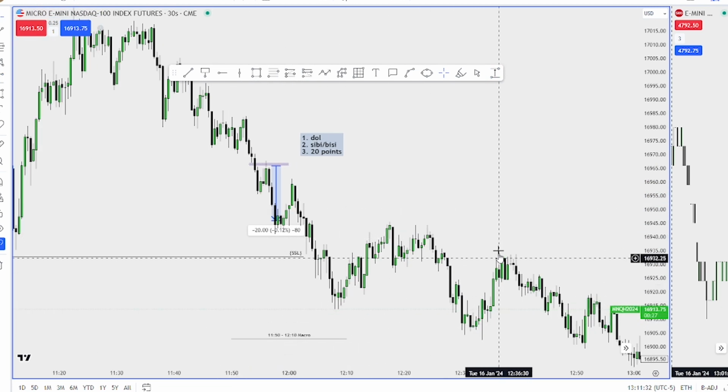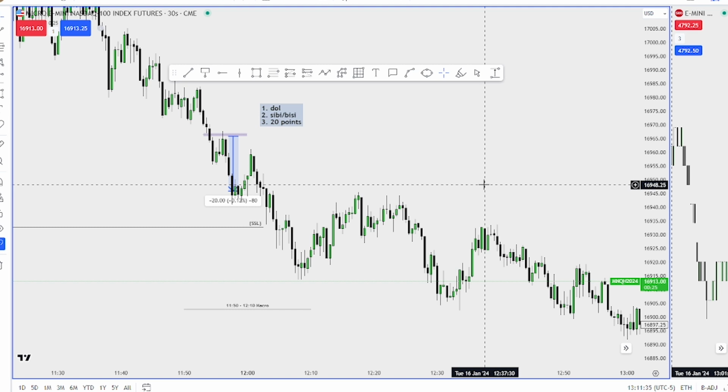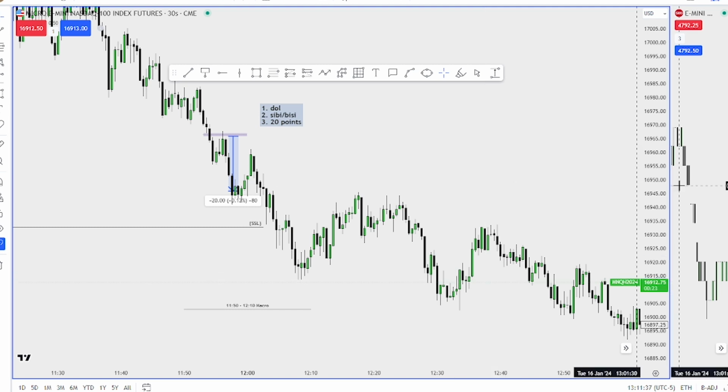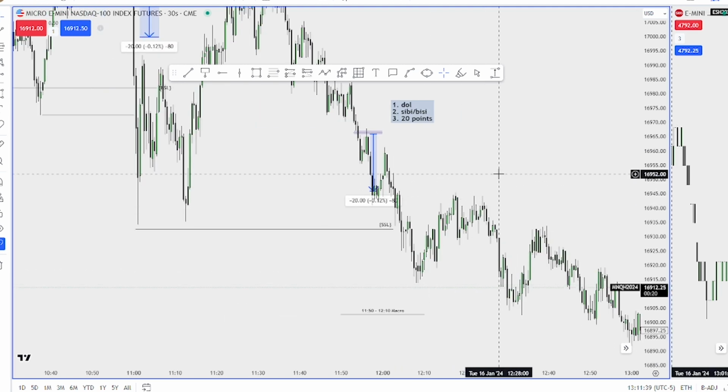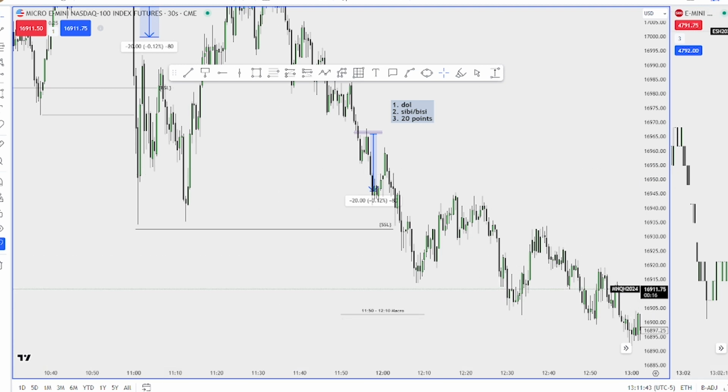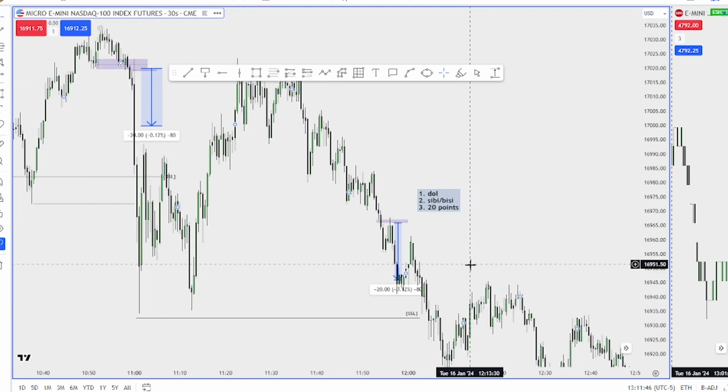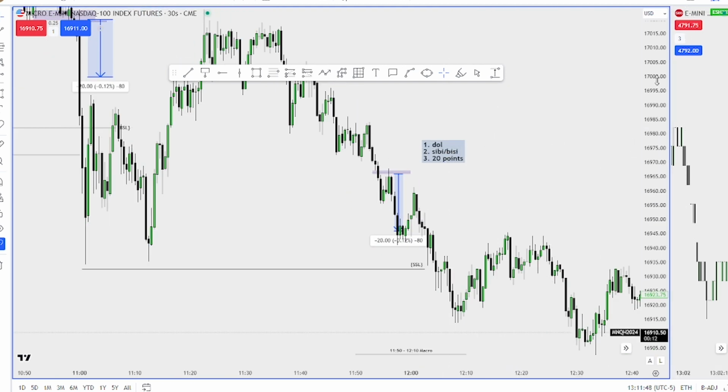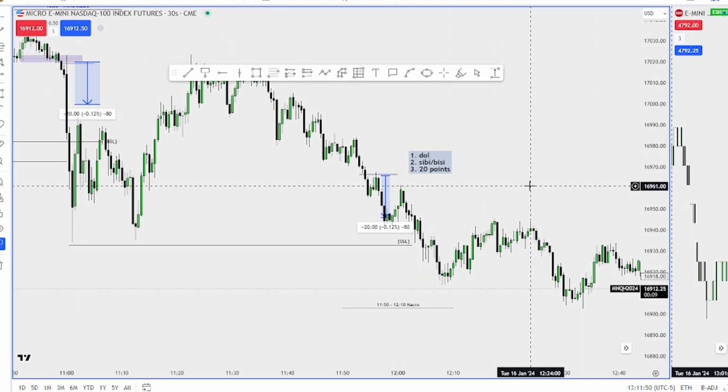Then after, we start to consolidate. That's pretty much it for the 16th. I'm pretty sure that the macros are going to be like this all week. So anticipate good runs on stops, and also good runs to inefficiencies. Anticipate a lot of manipulation coming into this week.